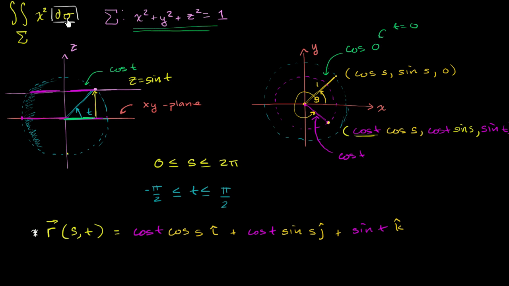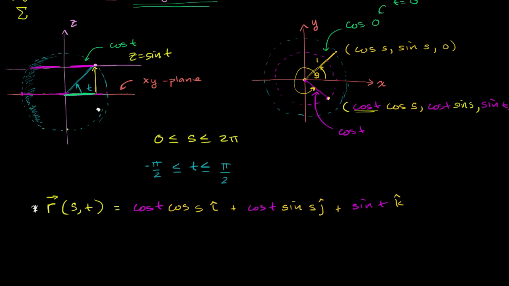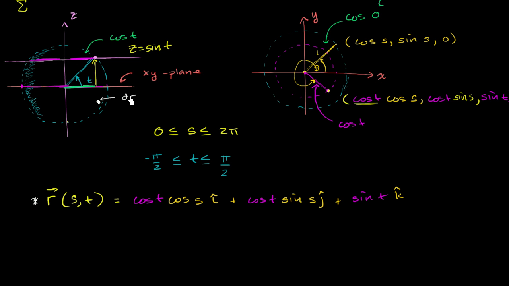So we can turn this whole thing into a double integral in the st plane. Remember, d sigma right over here is just a little chunk of the surface, a little area of the surface. And we saw in previous videos, the ones where we learned what a surface integral even is, that d sigma is equivalent to the magnitude of the cross product of the partial of our parameterization with respect to one parameter crossed with the partial with respect to the other parameter, times the differentials of each of the parameters.